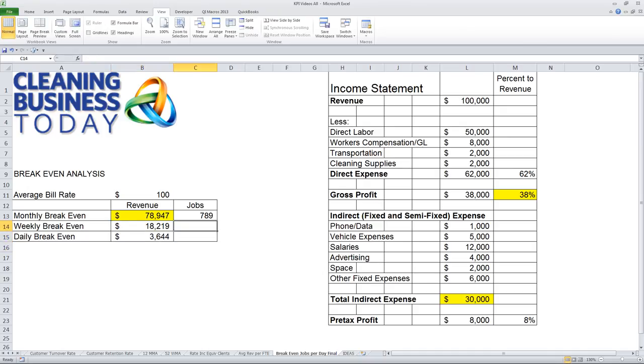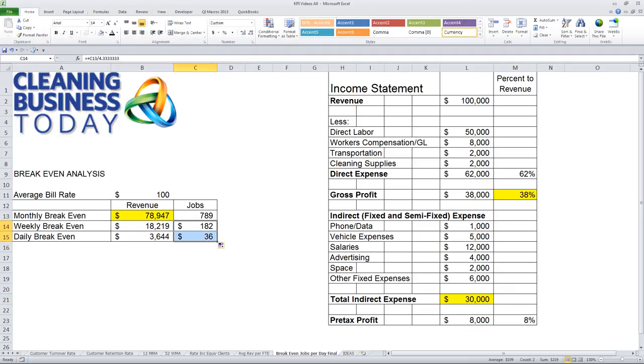Likewise, I can take my jobs that I have over here in the other column and divide it by those numbers, and forget the dollar amount there because they're not really dollars at this point. You've got 182 jobs a week that we need to do, or 36 jobs a day that we need to perform in order to break even.